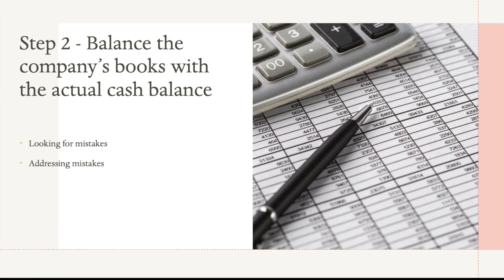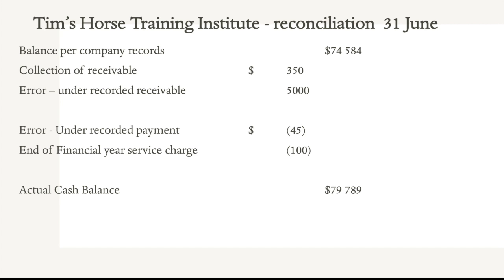Therefore, the next step in reconciling for Tim's business is to balance the company's book balance with the actual cash balance. The variance here can be a combination of many different discrepancies. Through looking at Tim's accounts, we managed to find the records that led to an incorrect balance. A customer paid for lessons without informing Tim. There was an under-recorded previous payment from a customer.